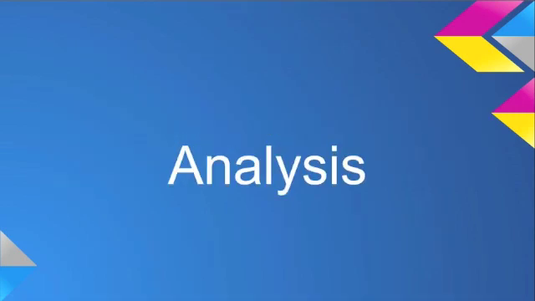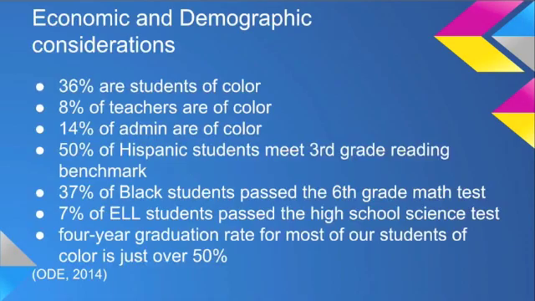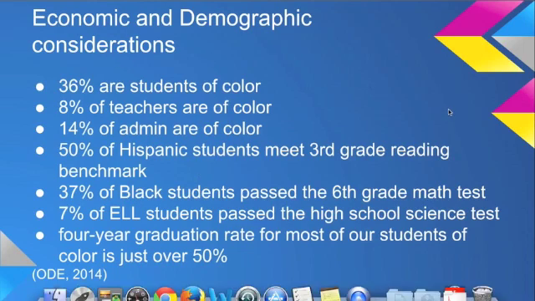Okay, for the analysis of our problem of practice, in this section we're going to share some economic and demographic considerations related to this policy, and then we are to explore the notion of whether or not SB 290 addresses what effective administrators are supposed to be doing to close the achievement gap between white and minority students. So in the next slide, we are sharing with you some economic and demographic considerations.